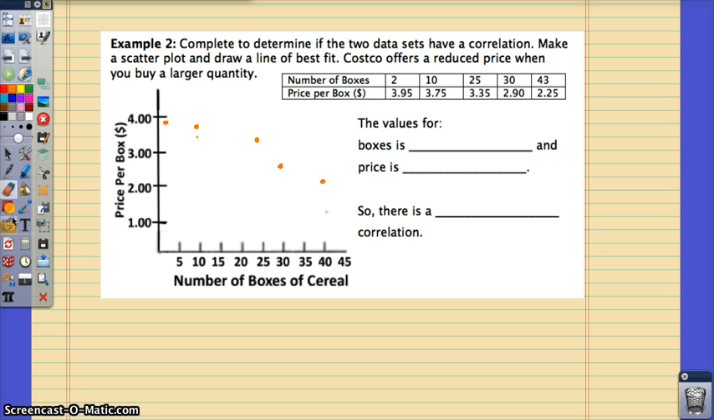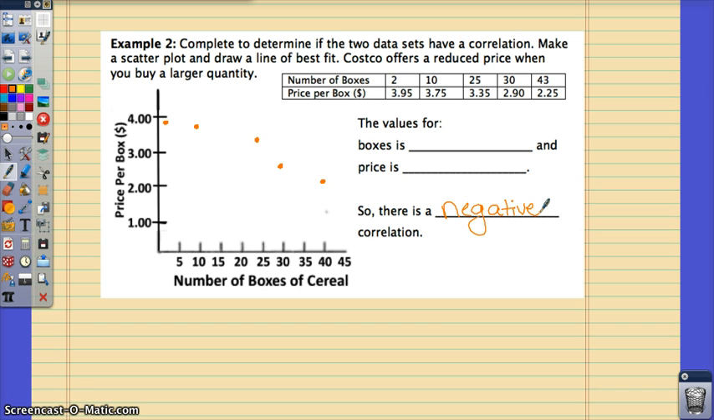So you can see what's happened to the points here. Without looking at the table, let's decide what kind of correlation this has. Overall, the trend, when you read this graph from left to right, is doing what? It's decreasing. Then there is a negative correlation. If we drew a line, it would have a negative slope.